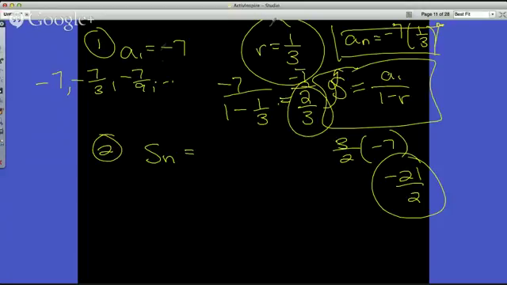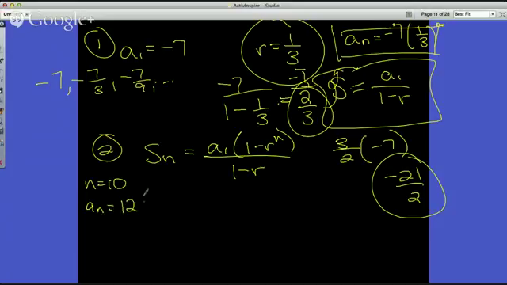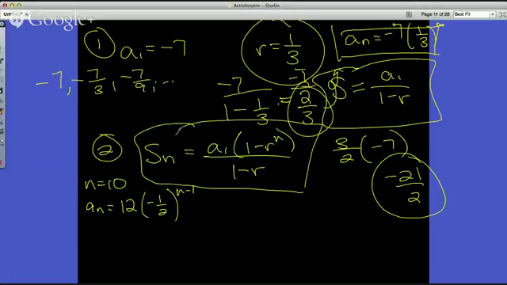Number 2, what does number 2 say? It gives you the thing. Find the sum of the first 10 terms, and a_n equals 12 times (-1/2) to the exponent n minus 1. Rounded to 2 decimal places. Again, same thing. Is this going to be finite or infinite? Because it's the first 10, right? So we know that n equals 10, because that's how many terms we're finding. What's a sub 1? What's the first term?